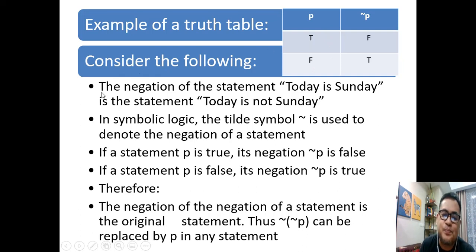So say for example this one. The negation of the statement "Today is Sunday." If you're going to consider the day today, the negation of "today is Sunday" becomes "today is not Sunday." So you just include the negative word not to make it a negative statement. But if the statement is "today is not Sunday" and you get the negation of that, you negate. So you will say that today is Sunday. So you just take the opposite.